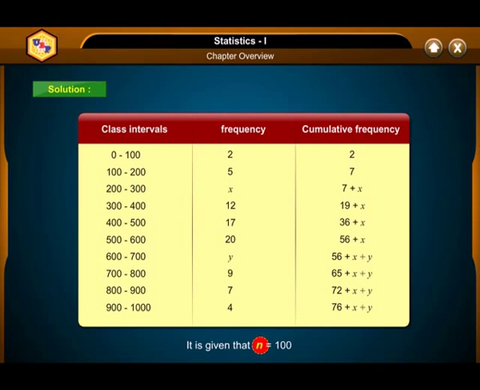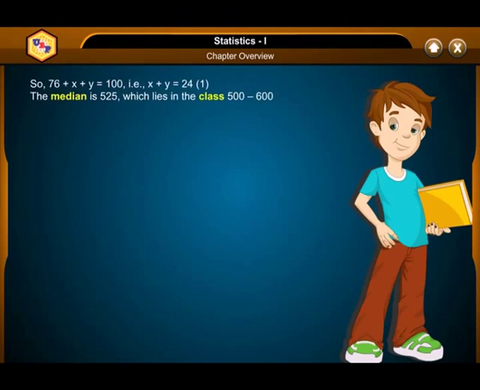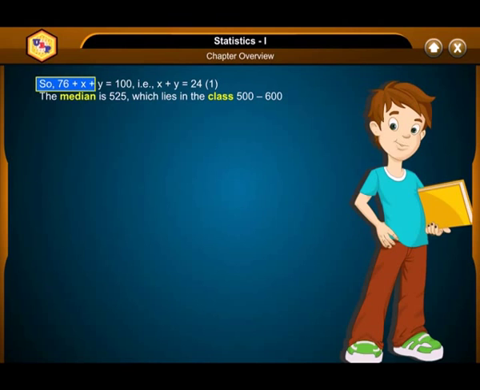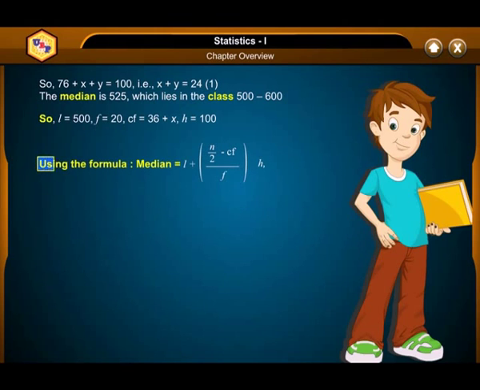It is given that n is equal to 100. So 76 plus x plus y is equal to 100. That is, x plus y is equal to 24. The median is 525, which lies in the class 500 to 600. So L is equal to 500, F is equal to 20, CF is equal to 36 plus x, H is equal to 100.